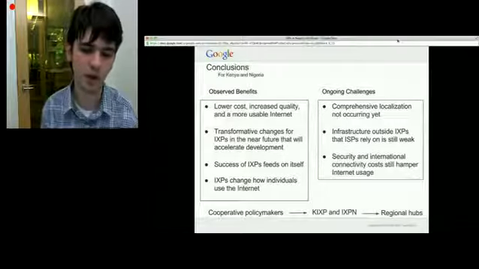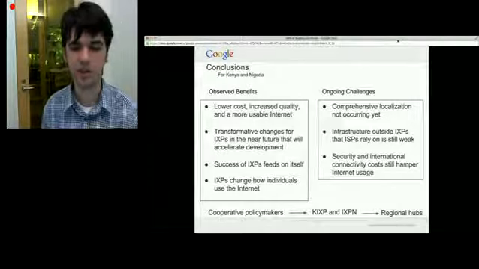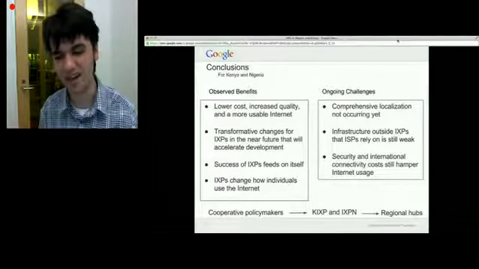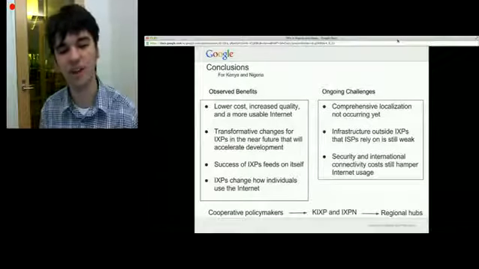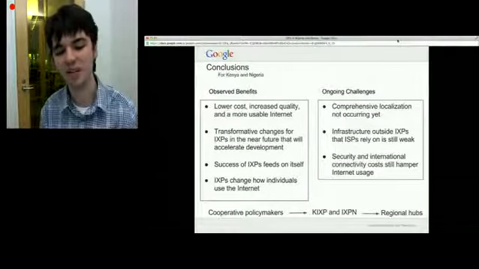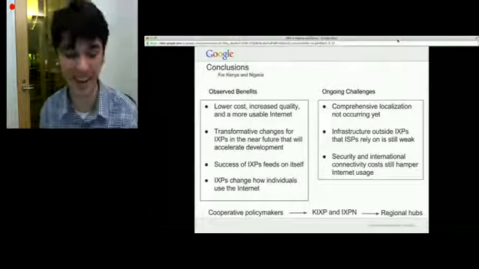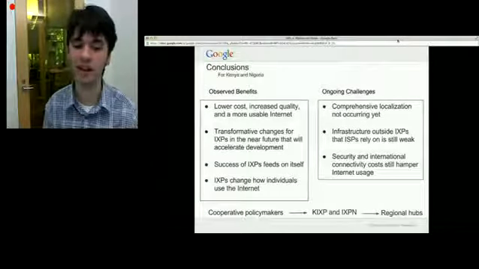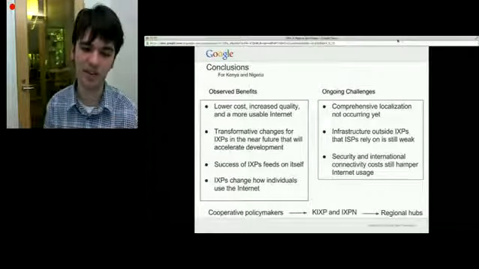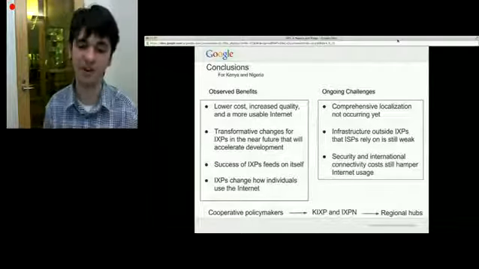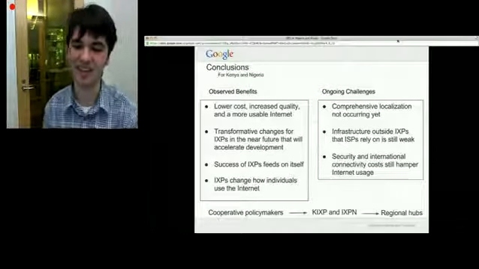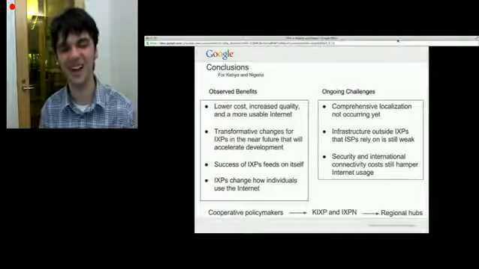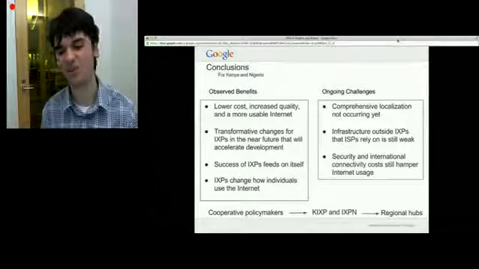And what the authors conclude by noting is that there's a three-step process to progress for an internet ecosystem. You have to begin with cooperative policymakers who are willing to permit these bits of infrastructure to bubble up and develop fairly organically. And once you have the cooperative policymakers, IXPs will follow. In our case, there were KIXP and IXPN, but they could certainly have different organizations or different structures in a different country.